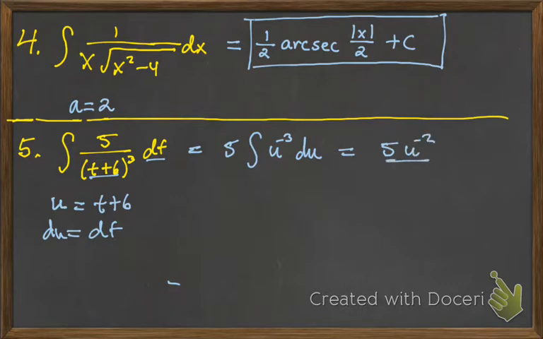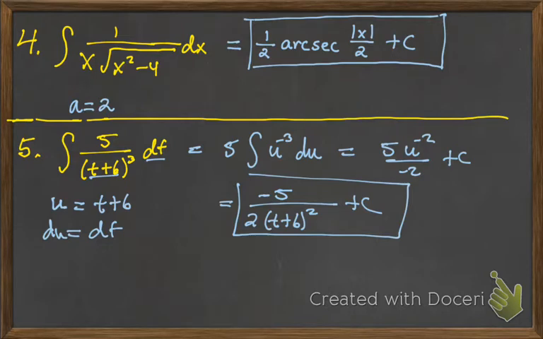5u, add 1 to the exponent to make it negative 2, divide by negative 2, plus constant of integration. So that'll be negative 5 over 2, and then replace the u with t plus 6, and then the exponent will be squared, and then plus your constant of integration there. So that was pretty much Cal 1 integral also. Okay, so let's get a couple more to run through.